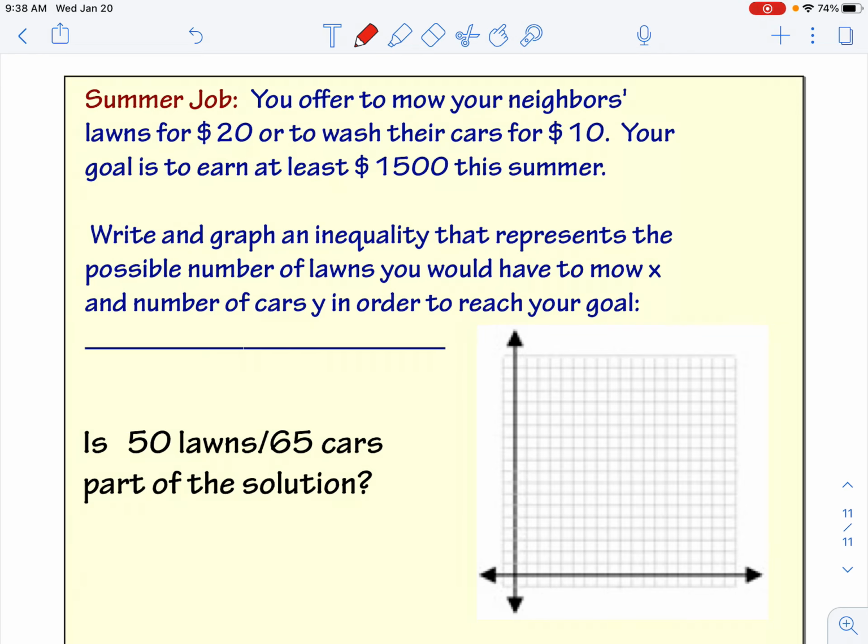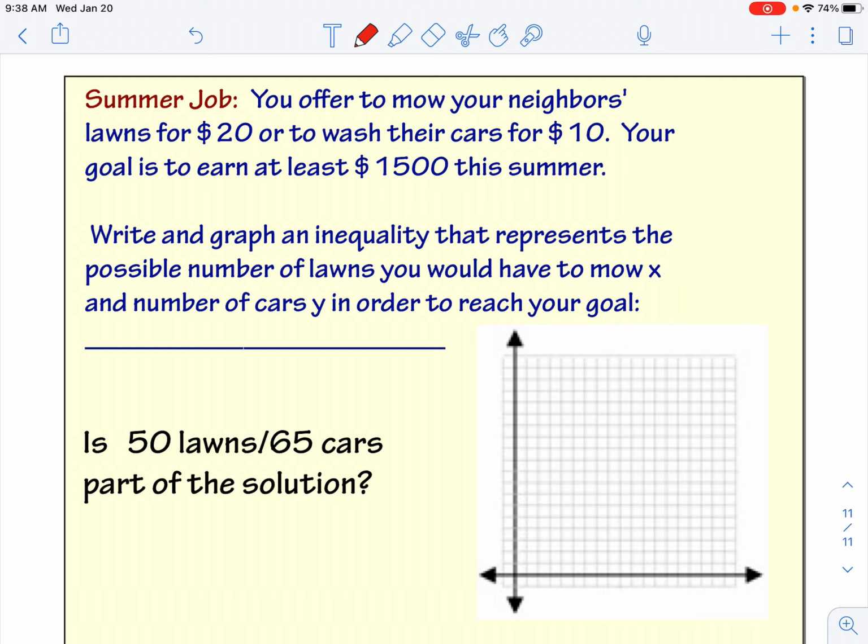So I'm just going to work through this so you can kind of see what happens. You offer to mow your neighbor's lawns for $20 or to wash their cars for $10. Your goal is to earn at least $1,500 this summer. So write and graph an inequality that represents the possible number of lawns you would have to mow and the number of cars, Y, you would have to wash to reach your goal.